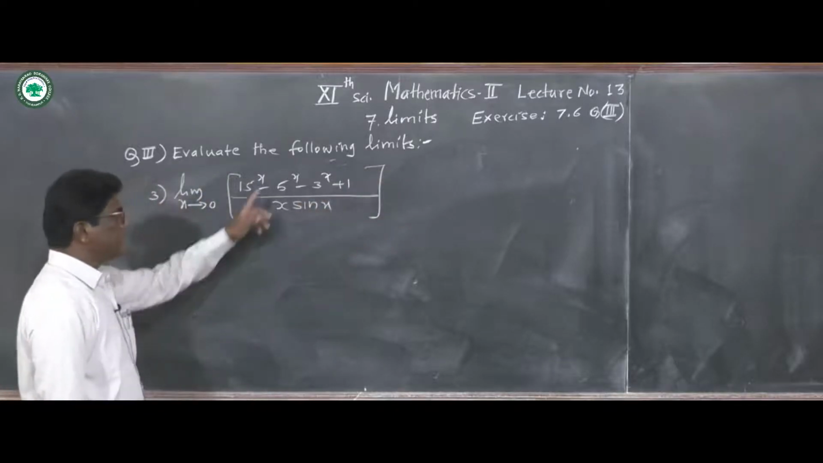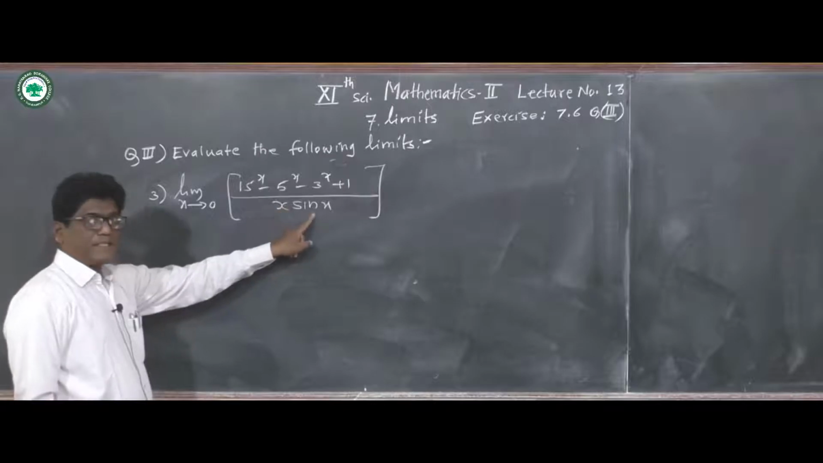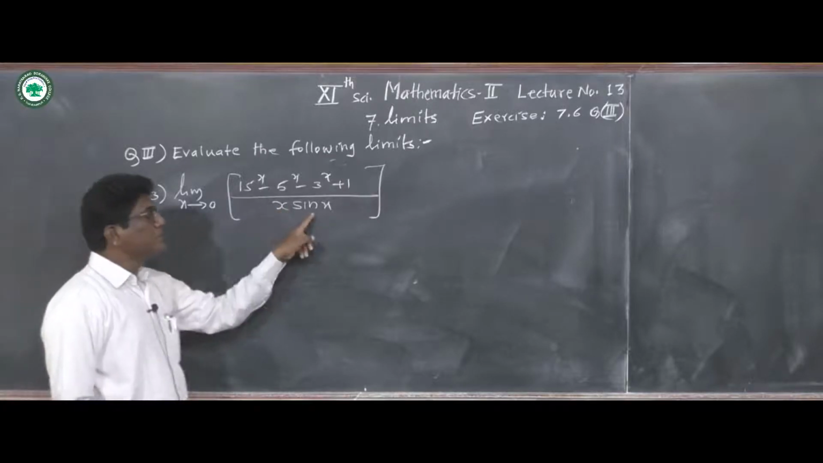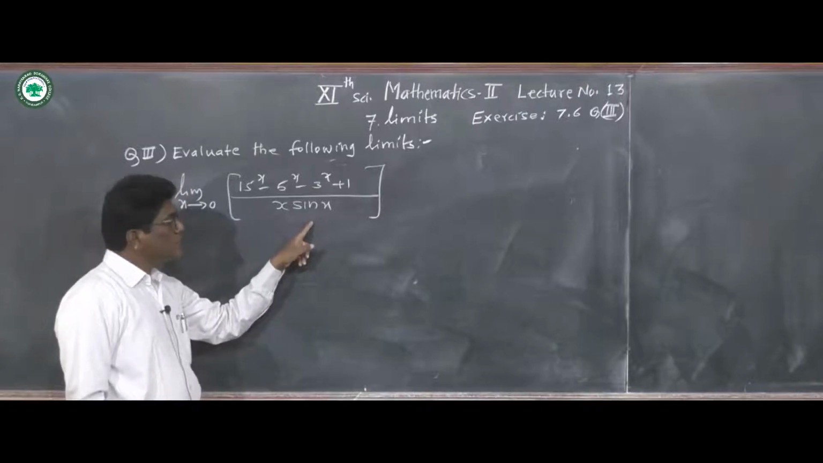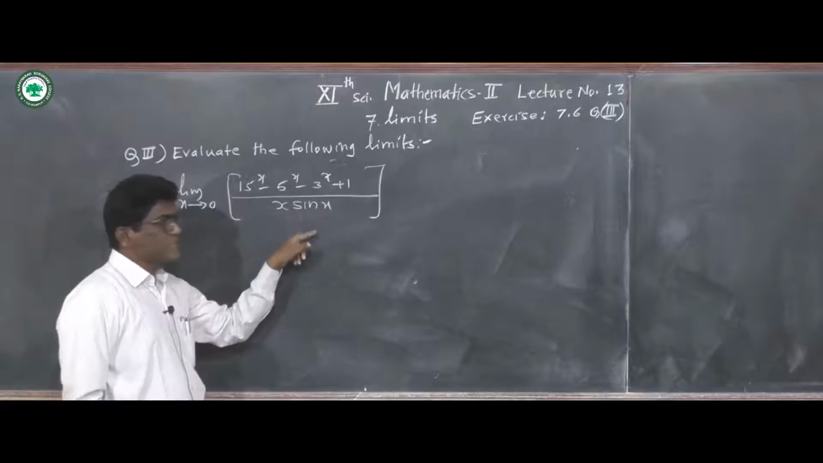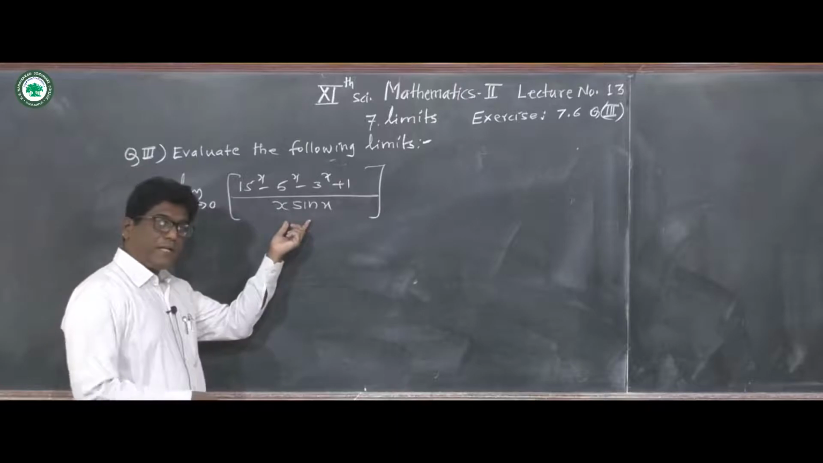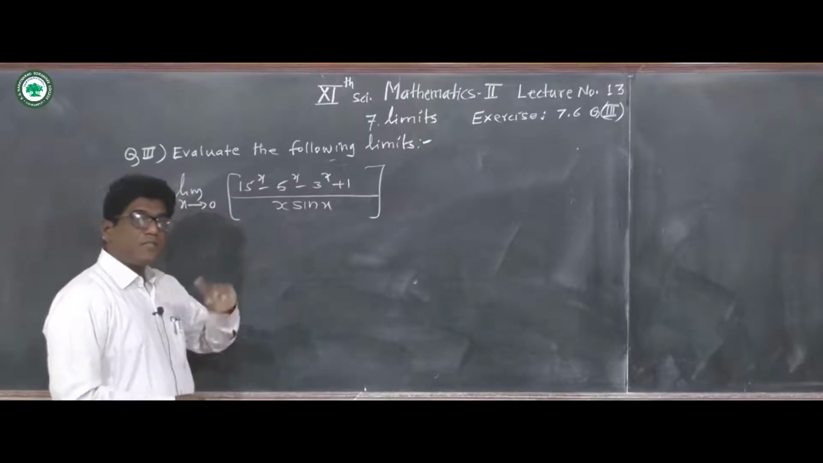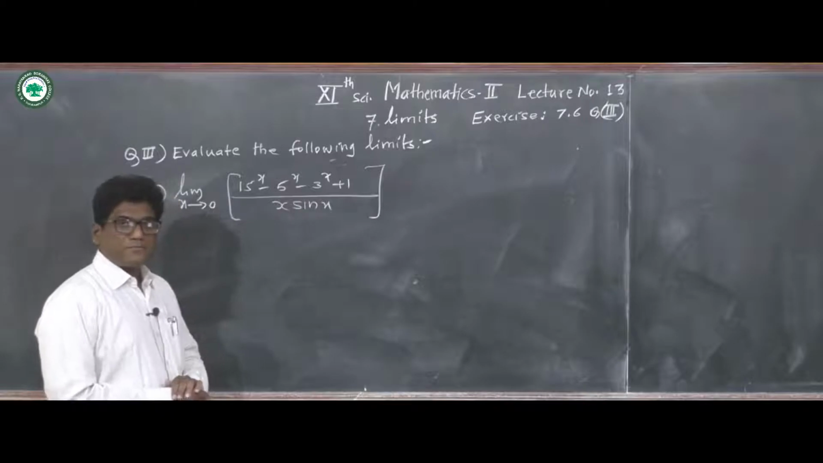Now see numerator and denominator. Observe the denominator: here in the denominator we have x sin x, and if we want to use the standard formula for sin x upon x, we must divide this denominator by x square. If we divide by x square, x gets cancelled and then we get sin x upon x. That means we have to divide the denominator by x square. Similarly, we must divide the numerator by x square.